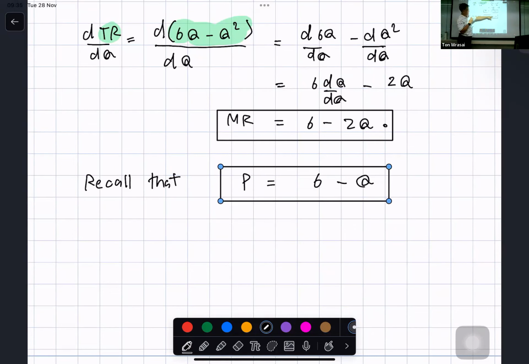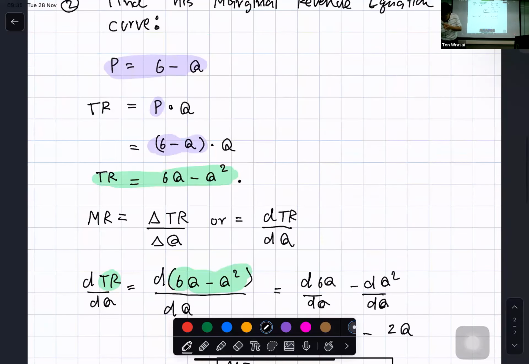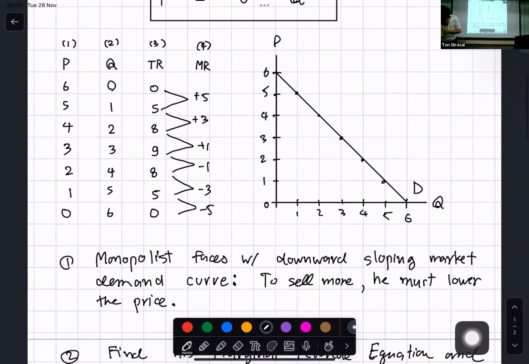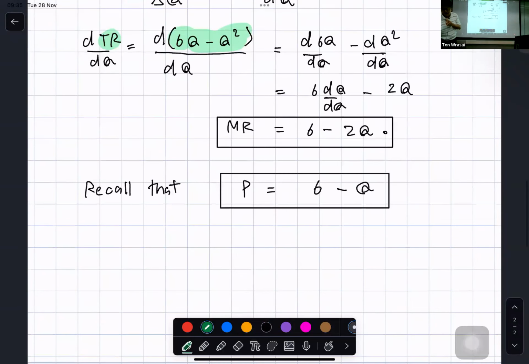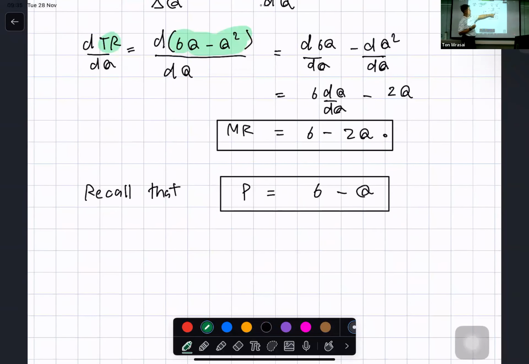Instead of minus 1 in front of Q, we have minus 2 in front of Q for MR. Then in terms of picture, if we want to plot MR, the intercept shares the same number, 6. So MR must start from this spot too. This MR 6, yeah. And here it's a slope. The coefficient in front of Q is the slope of the curve.